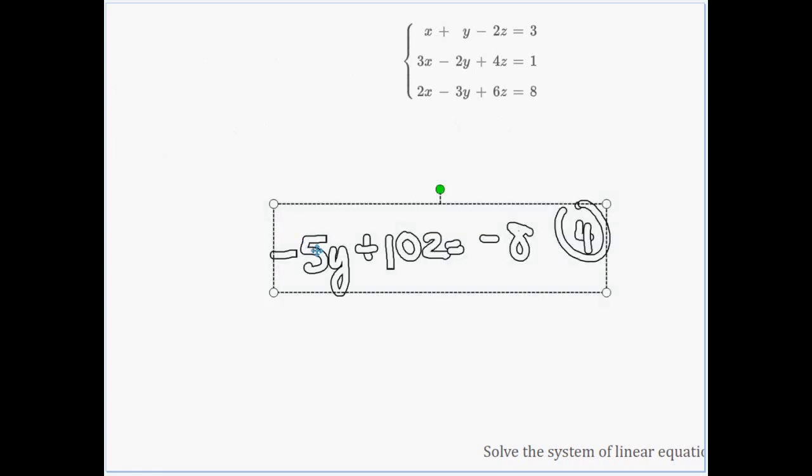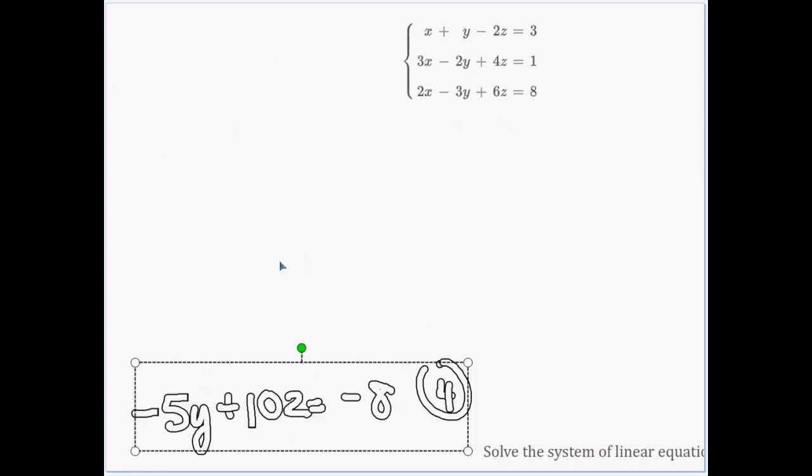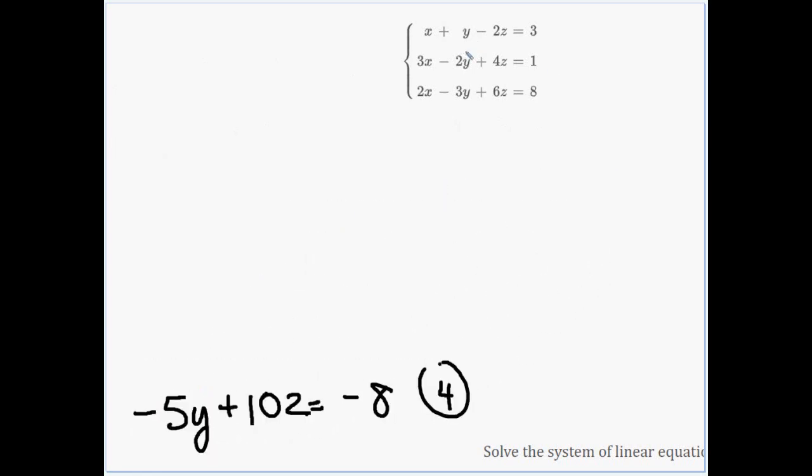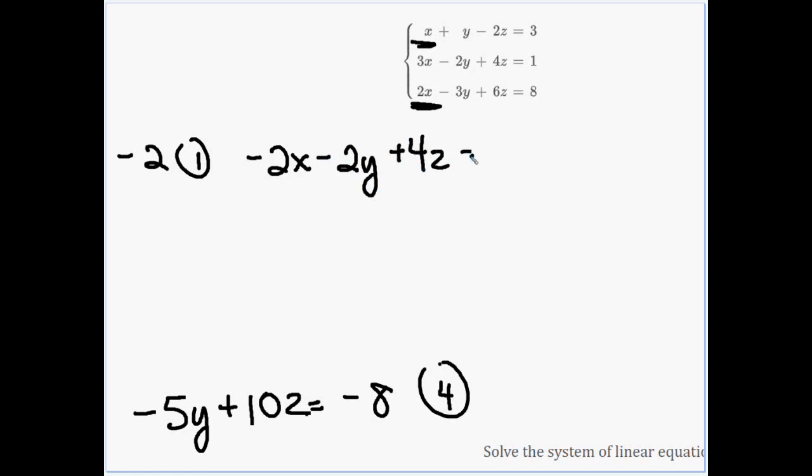Okay, so I used 1 and 2 to eliminate x. Now I'm going to use 1 and 3. To eliminate x, I need to take equation 1 and distribute a negative 2: negative 2x minus 2y plus 4z equals negative 6. Right under that, I'm going to copy equation 3: 2x minus 3y plus 6z equals positive 8.